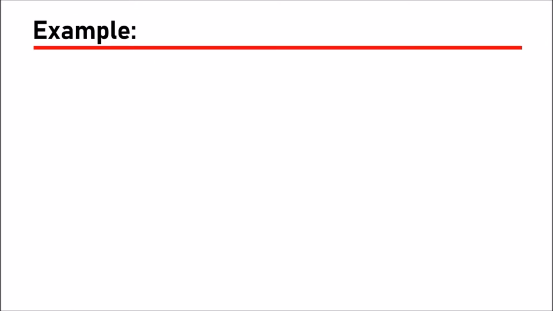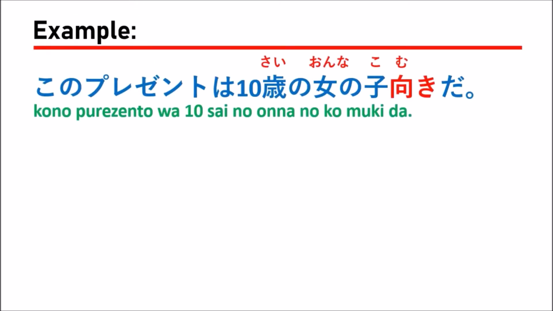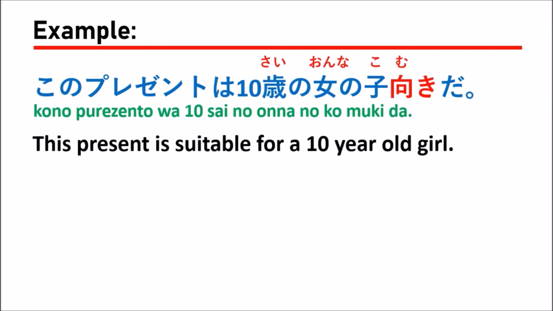So next, let's see some samples. The first sample, このプレゼントは10歳の女の子向きだ。Which means this present is suitable for a 10-year-old girl.